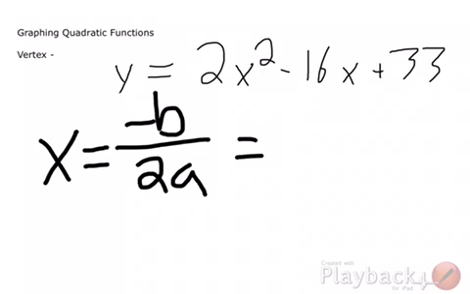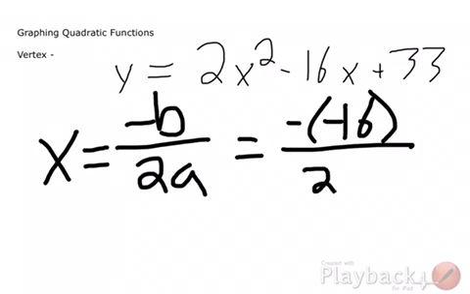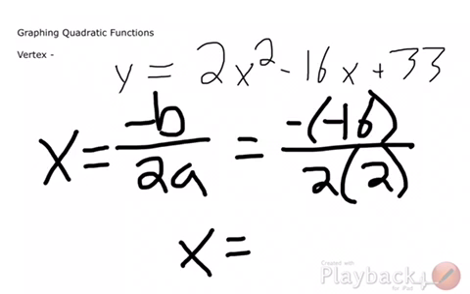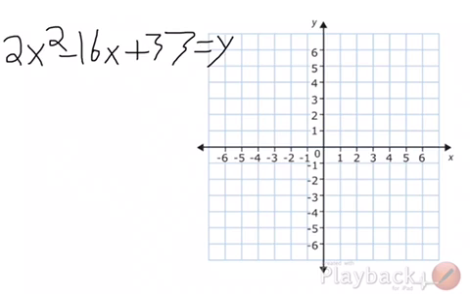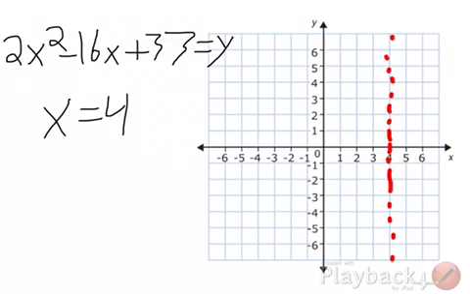So our b value in this quadratic equation is negative 16. Our a value is 2. So the axis of symmetry, the middle x value for this graph, is going to be 16 divided by 4, which is 4. So that value of x equals 4 means that the middle of this graph is on the 4 value for x. It's somewhere along that x equals 4 line.